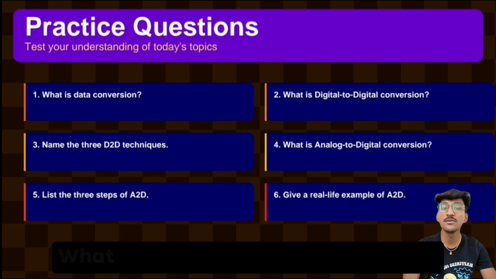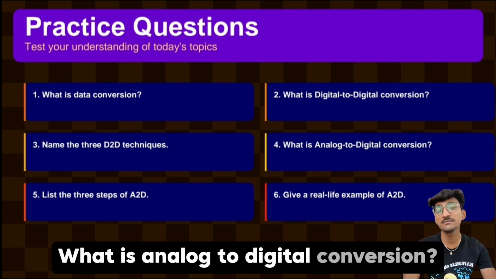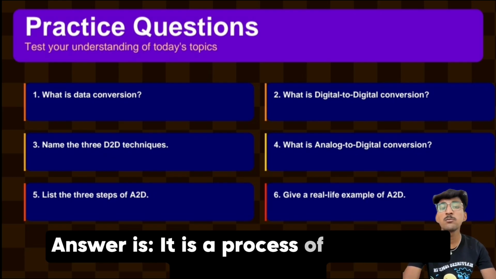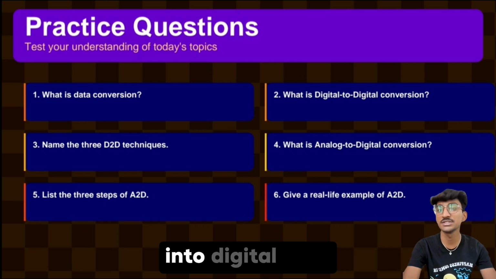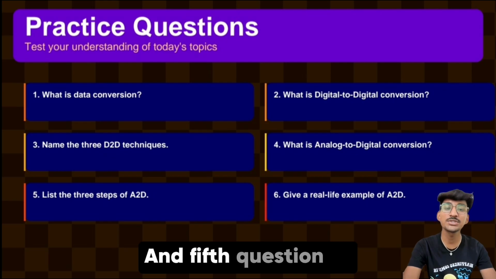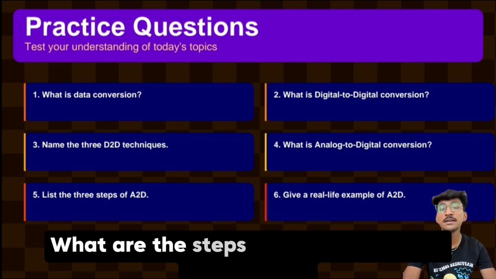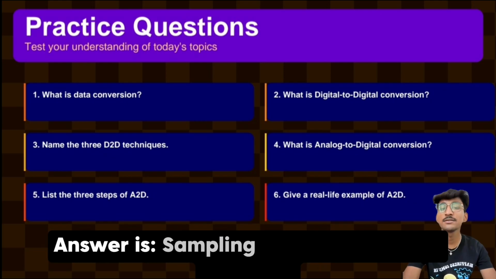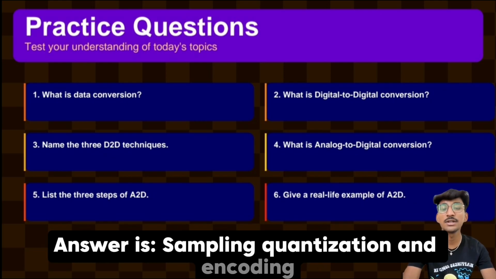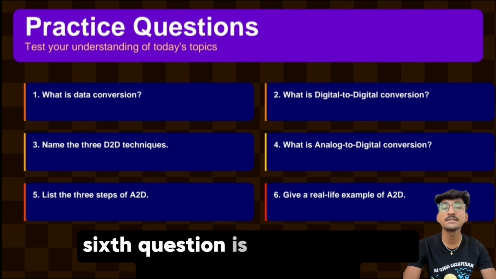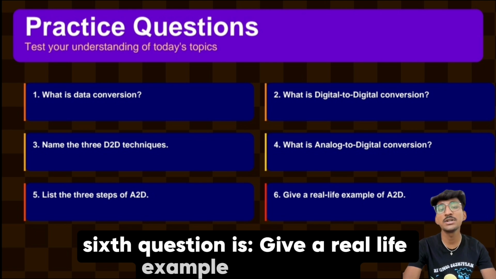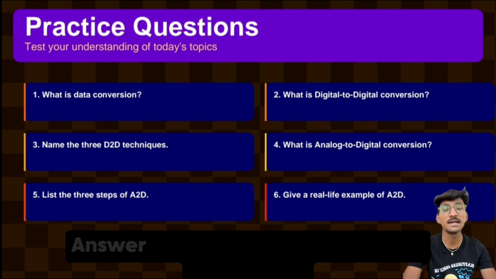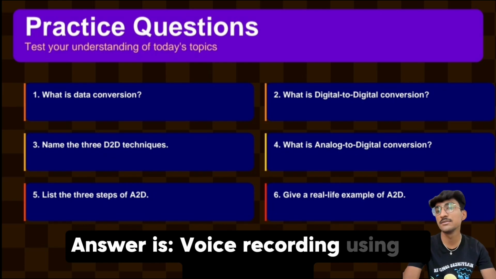The fourth question is, what is analog to digital conversion? The answer is, it is a process of converting analog signals into digital data. And the fifth question is, what are the steps in analog to digital conversion? The answer is sampling, quantization and encoding. The sixth question is, give a real life example of analog to digital conversion. The answer is voice recording using a microphone.